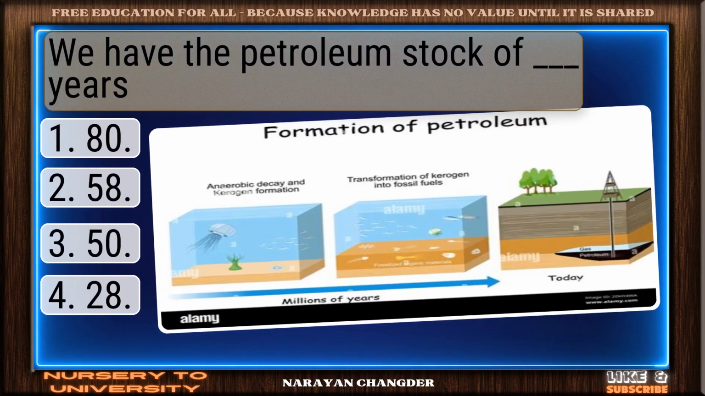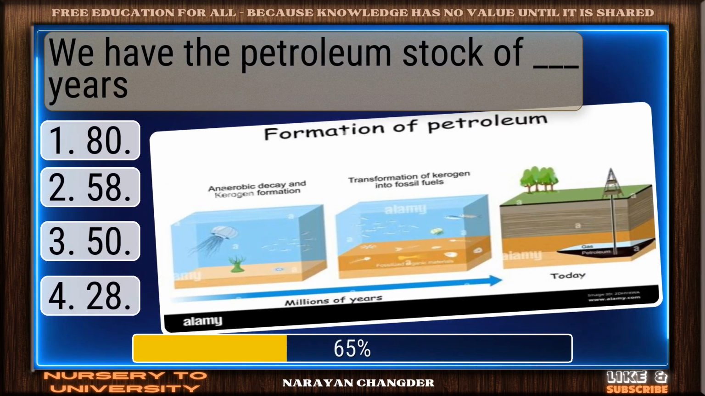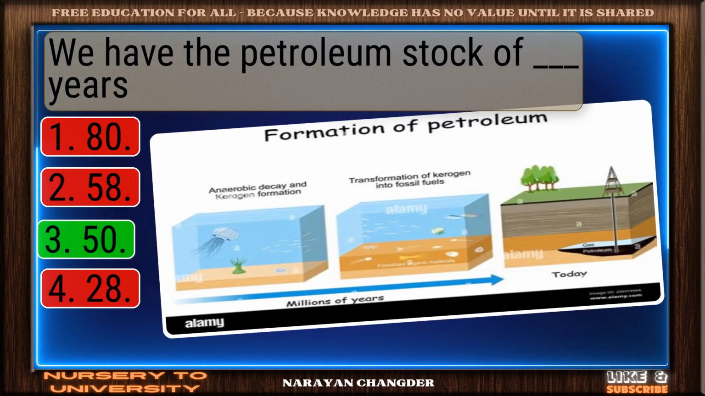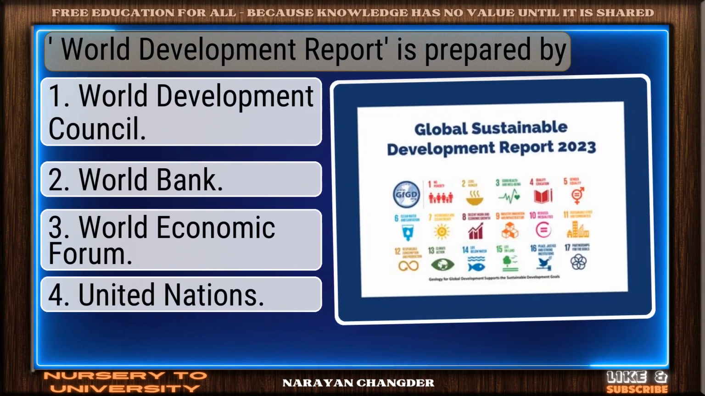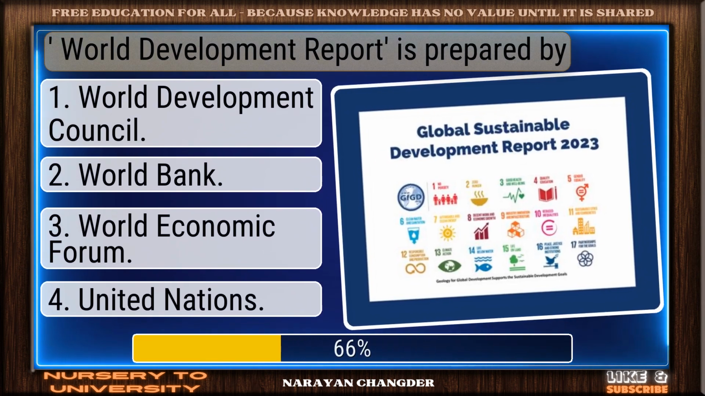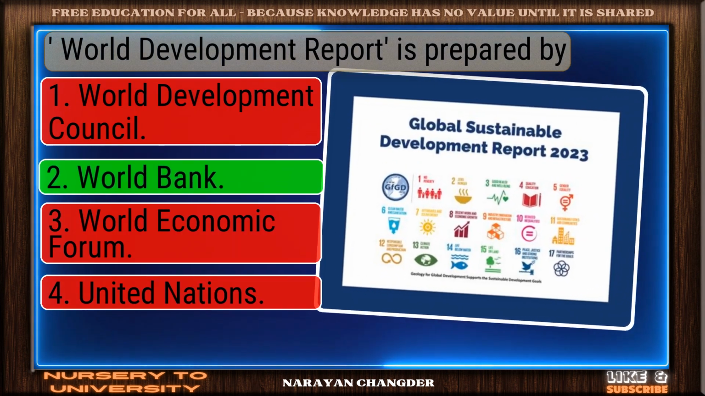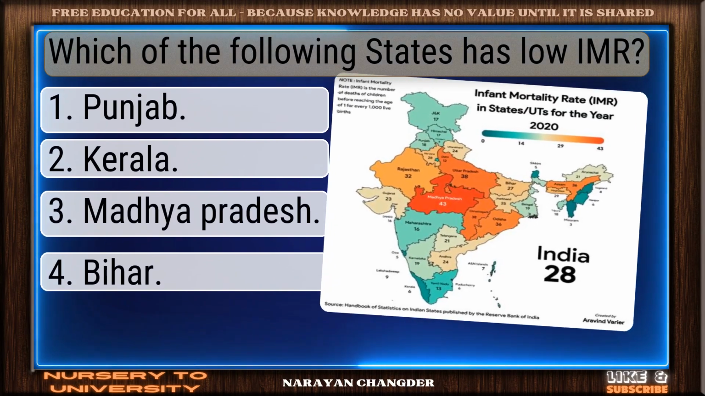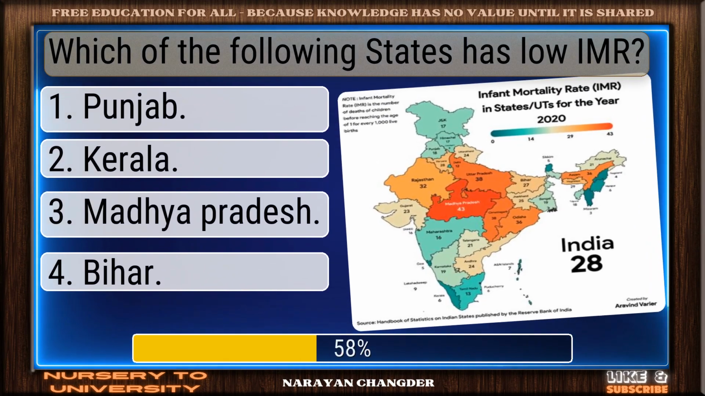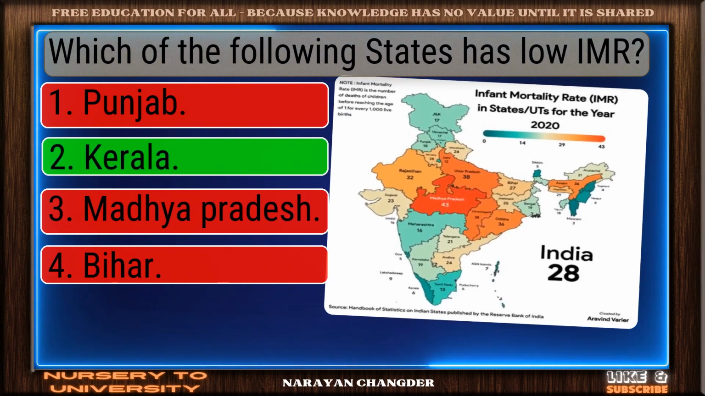We have the petroleum stock of dash years. Bravo, 50 is the answer. World Development Report is prepared by. Nice selection. World Bank is correct. Which of the following states has low IMR? Strong choice. Kerala is right.